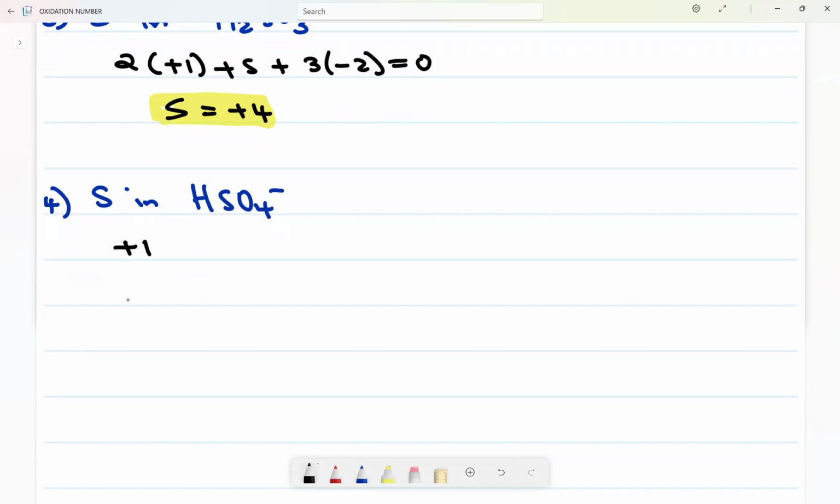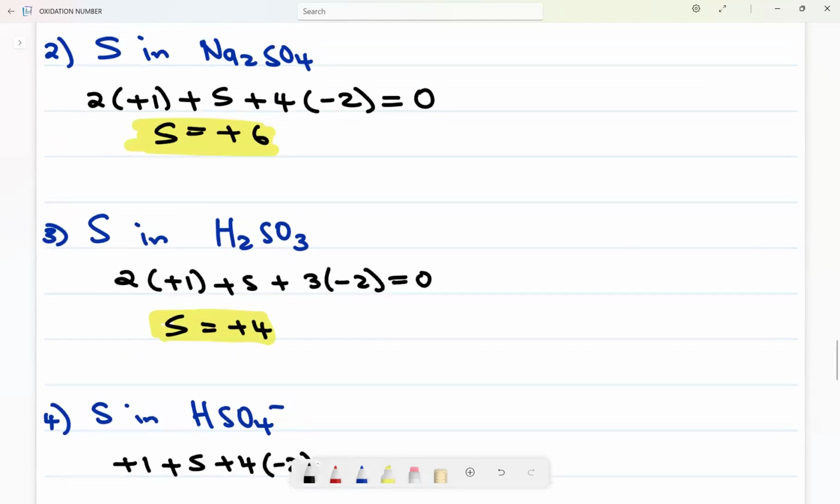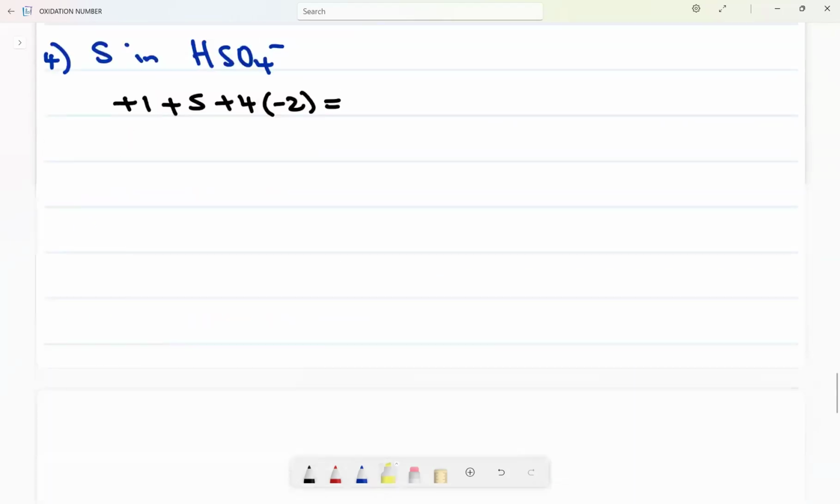One of them is +1, plus sulfur plus 4, into, guys, this negative, we're going to use it somewhere. Conserve it for now. Plus oxygen, it is what? -2. It is equal to what? Here we said it was equal to 0 because we had nothing there. But in this case, we have something. What is that something? It is -1. So it's going to be equal to -1.